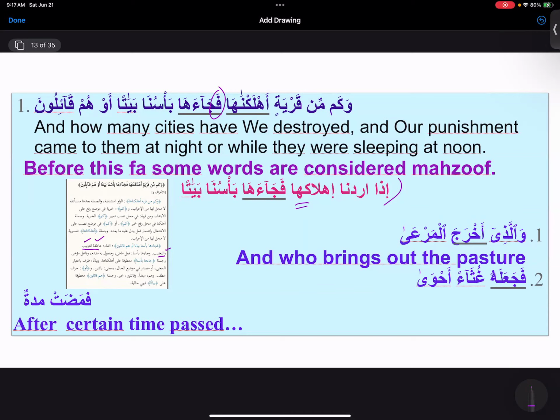After a certain time, it becomes like, what should I say? No, not stray. It is like when we have spinach. So what happens to spinach after a while? फजअलहु गुसाअन अहवा.